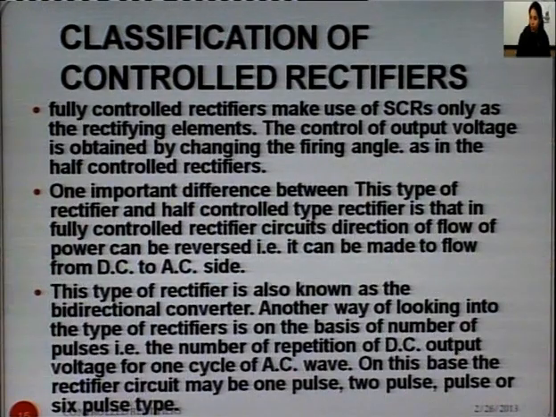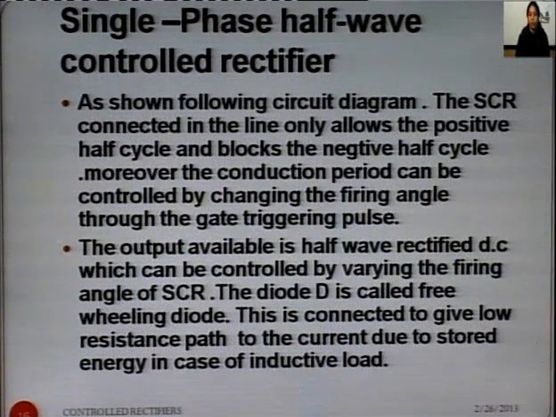6 pulse rectifier. So, these are the various classifications of these controlled rectifiers. Now, single phase half wave controlled rectifier. This is the first rectifier which we will discuss. This comes under the types of controlled rectifier. Single phase half wave means here the rectification is done either in the positive half cycle or negative half cycle, and further it is single phase.